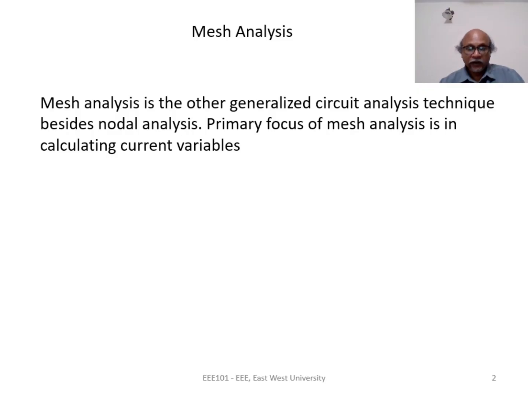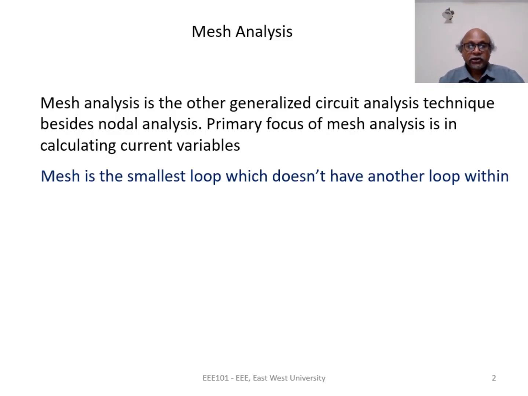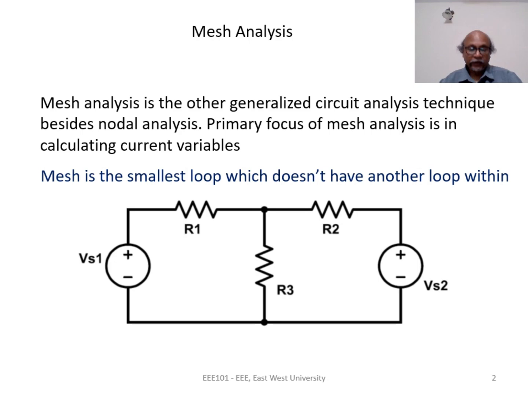Before we proceed further, first let us understand what is a mesh. A mesh is the smallest loop which doesn't have another loop within. What does it mean? Let's look at the following circuit. In this circuit, we have actually three loops. Vs1, R1, R3 constitute one loop, R3, R2, Vs2 constitute one loop, and Vs1, R1, R2, Vs2 constitute another loop. This is the outer loop.